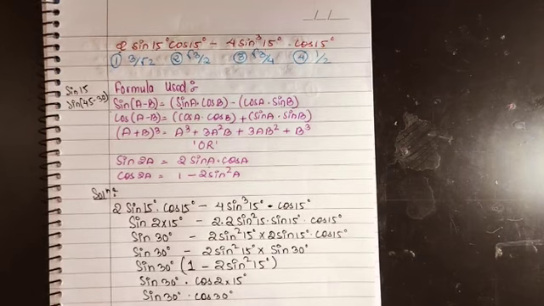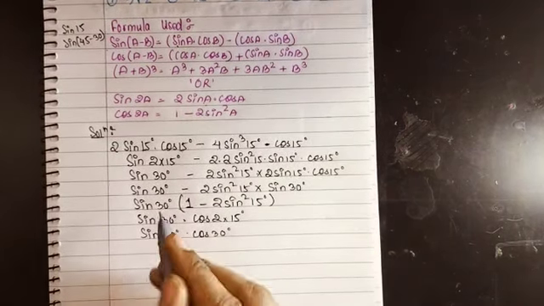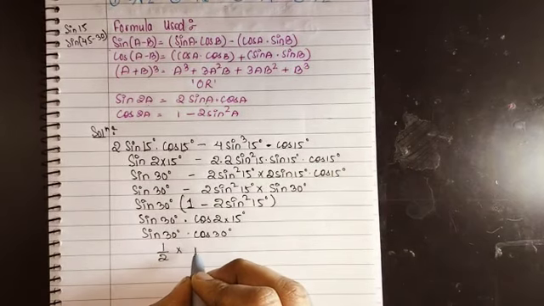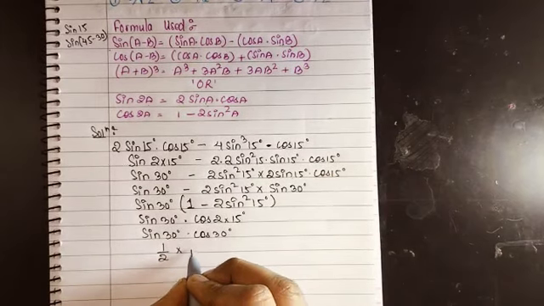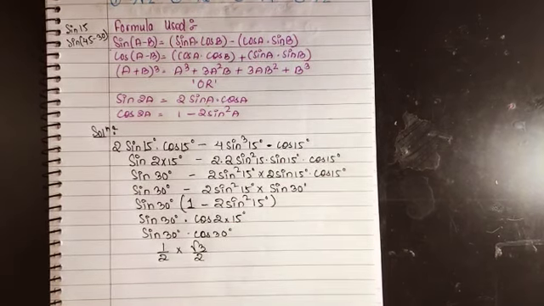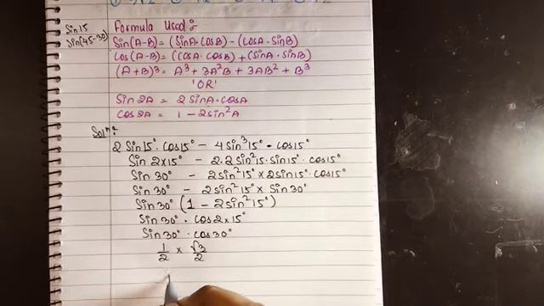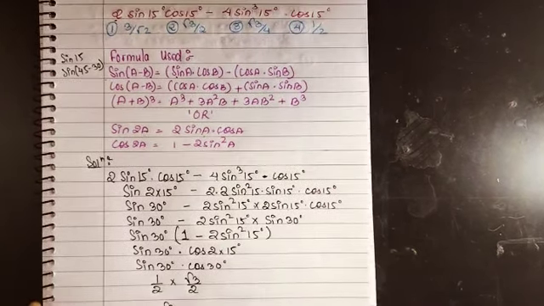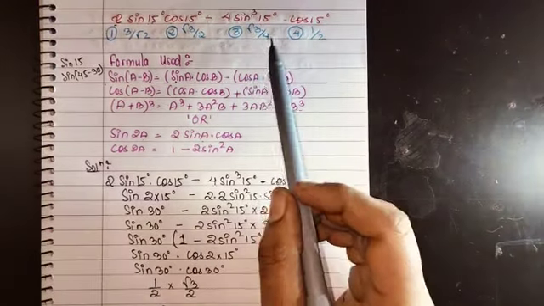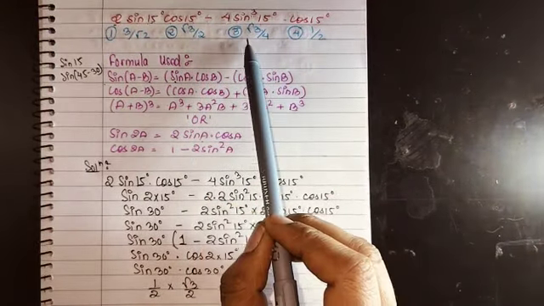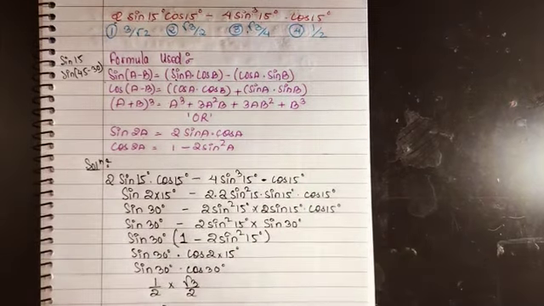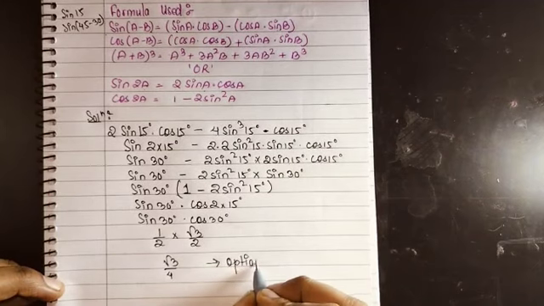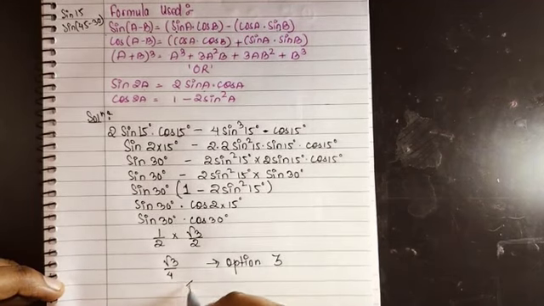Now we know that sin 30 degrees is 1 by 2 and cos 30 degrees is root 3 by 2. So 1 by 2 into root 3 by 2 will be equal to root 3 by 4. If we check the options, option number 3 has root 3 by 4 as our answer. So our right option is option number 3. This is our right answer.